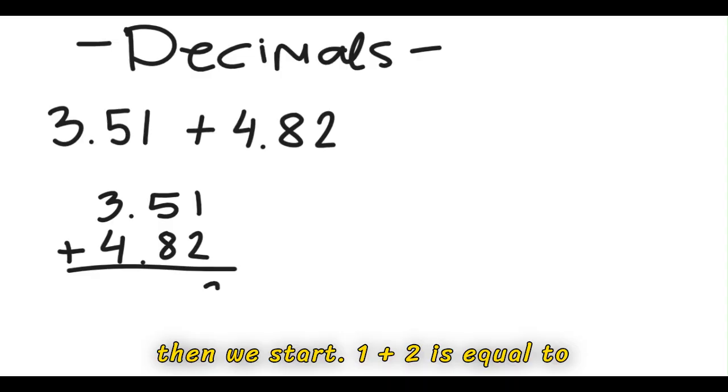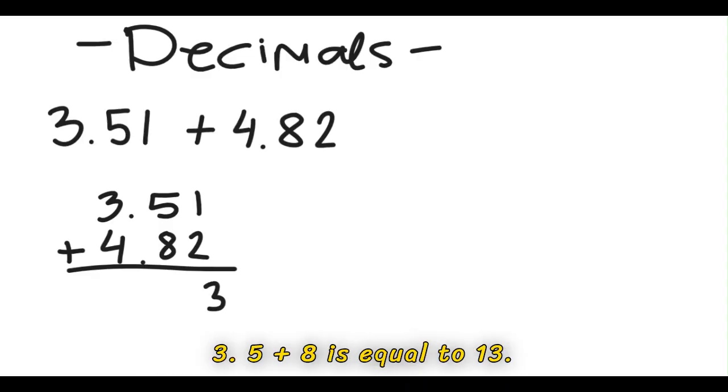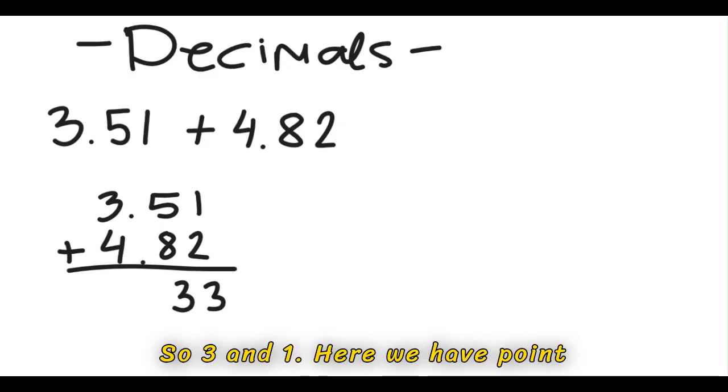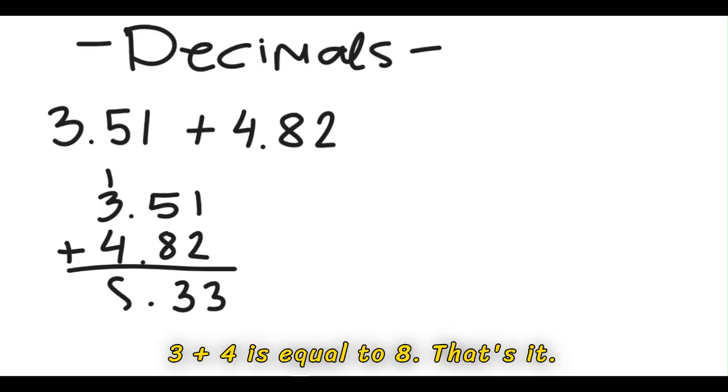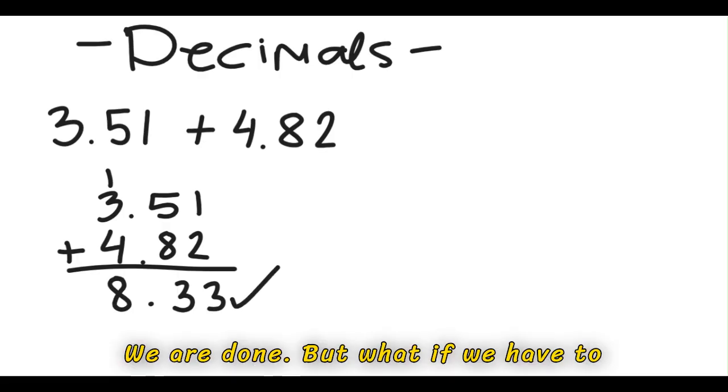1 plus 2 is equal to 3. 5 plus 8 is equal to 13, so 3 and 1. Here we have the point, we copy the point. 1 plus 3 plus 4 is equal to 8. That's it, we are done.